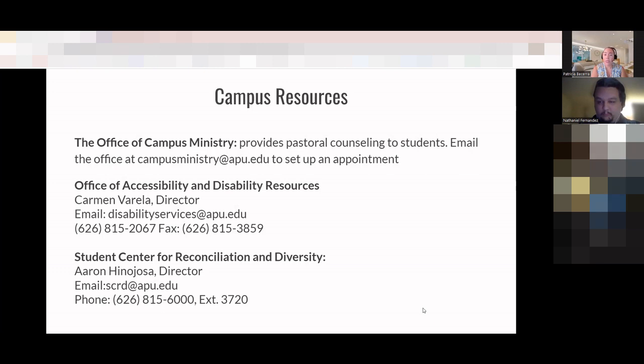And then we also have our Student Center for Reconciliation and Diversity, which manages our programming for students of color and also for our international students as well. And the director there is Aaron Hinojosa. And so if you have questions, you can also reach out to him as well, or encourage your student to learn more about their services.